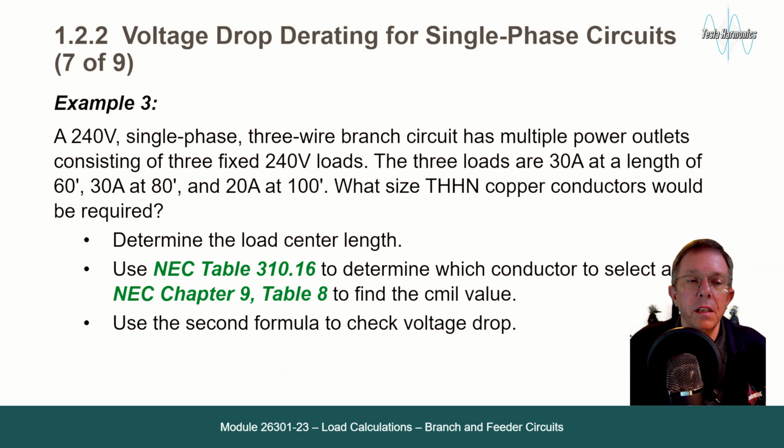Example 3. A 240 volt single phase 3-wire branch circuit has multiple power outlets consisting of 3 fixed 240 volt loads. The 3 loads are 30 amps at a length of 60 feet, 30 amps at 80 feet, and 20 amps at 100 feet. What size THHN copper conductors would be required? We will determine the length for the load center. We will use Table 310.16 to determine which conductor to select, and NEC Chapter 9, Table 8 to find the circular mil value. And then we will use the second formula to check the voltage drop.